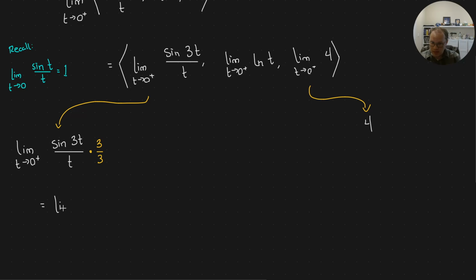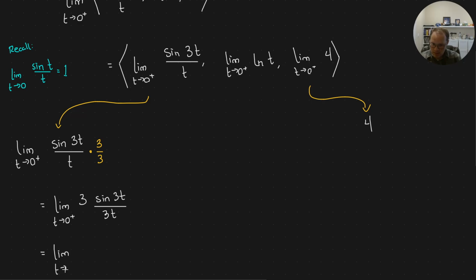That gives me the limit as t approaches 0 from the right. This 3 I'm just going to stick out in front. 3 sine of 3t over 3t. Okay? Now this is what I want. Because if t is approaching 0, 3t is also approaching 0. Now what's inside the sine is also approaching 0 at the same speed as what's in the denominator is approaching 0. And so we have what we want here. We have this same sort of pattern.